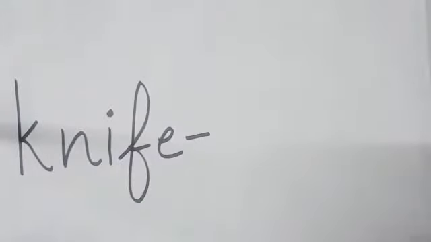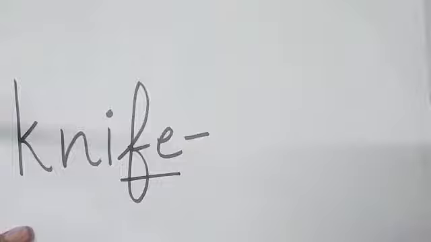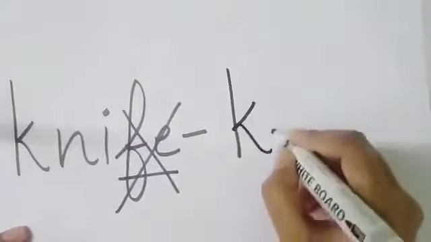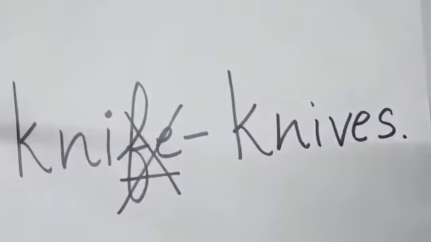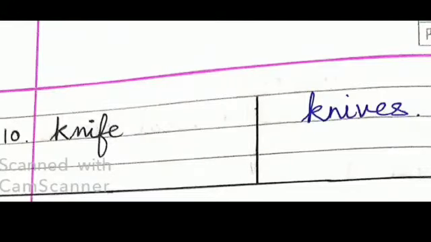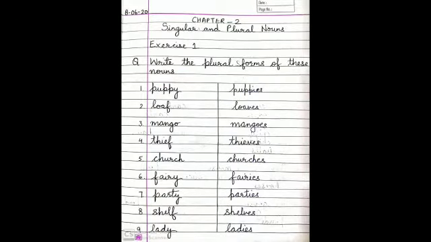Now the last one is knife. Children, when a spelling ends with FE, we are going to remove FE to make it a plural noun, and we'll write K-N-I-V-E-S. It will be knives. Number 10 is knife. Knife will be knives. Children, now I have explained how to do exercise number 1. So do it in your notebook.